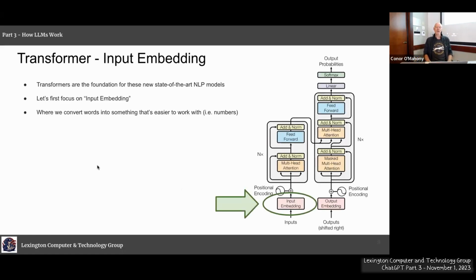First thing we're going to look at is down the bottom left corner, where the words come in. It's called the input embedding. Basically, we convert the words into something that the system can work with. The system can't work with words. Neural networks work with numbers. So let's convert the words into numbers.